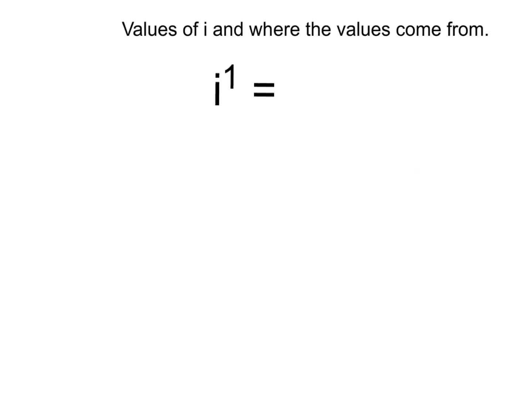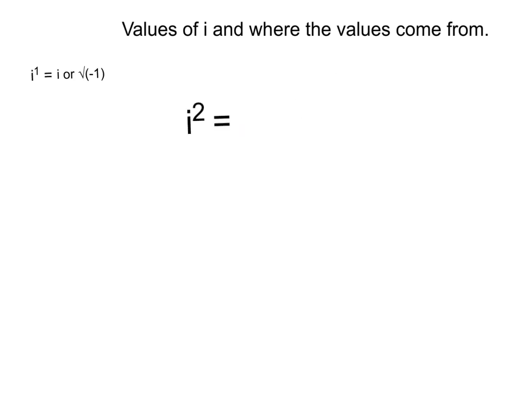Alright, so let's talk about what i means and where the values come from. i is really just i to the first power, or i, which is equivalent to radical negative 1. Okay? So when you have a negative 1 under the radical, it's going to come out as i, and really i is just what we call i to the first power.